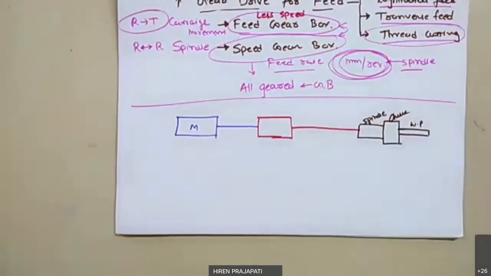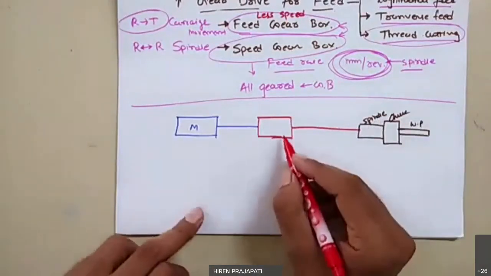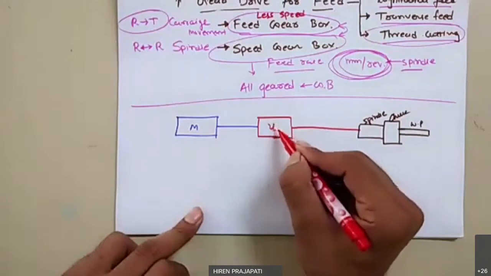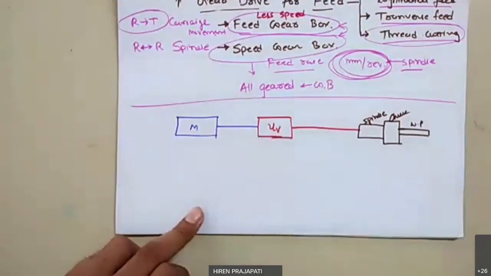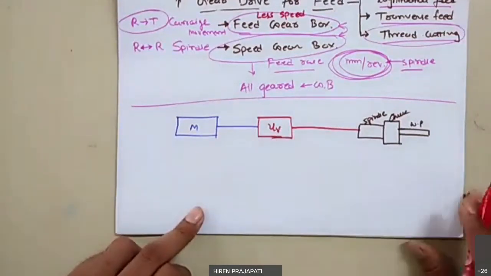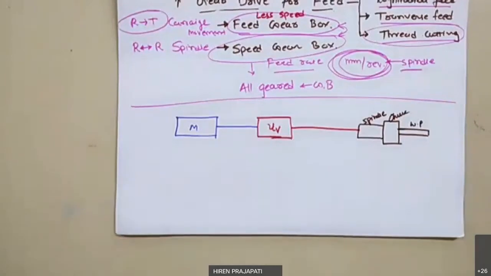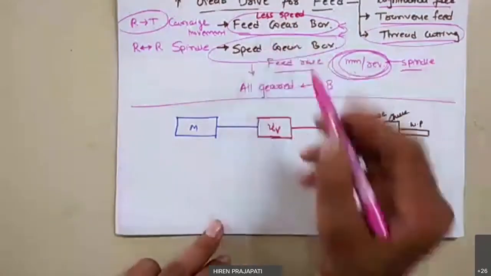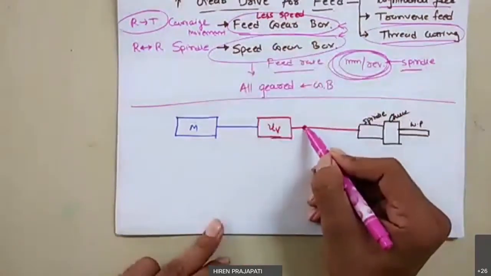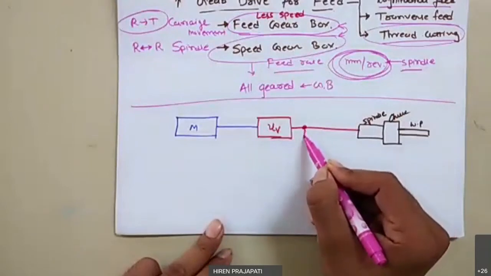So let me call transmission ratio from speed gearbox, that is UV, right? Now there are two possibilities. You can connect this feed box after speed gearbox, means here.